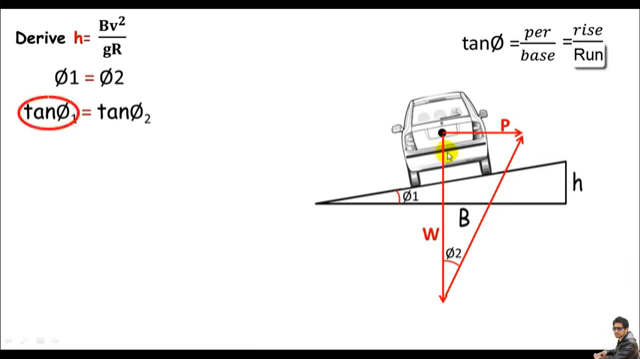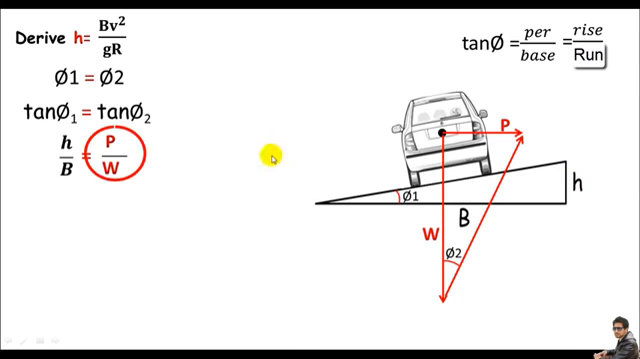For tangent θ1, I have the perpendicular as the superelevation, which is h, and the base is the road breadth. So h by b is the tangent of θ1, which is equal to the tangent of θ2. For tangent of θ2, the centrifugal force is the perpendicular, and the base is the vehicle weight, which is acting downward. So P over W equals h by b.